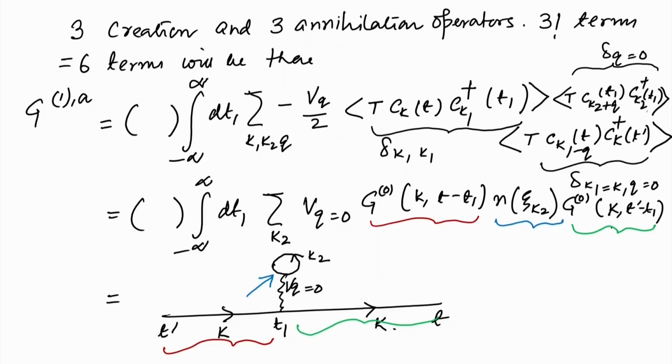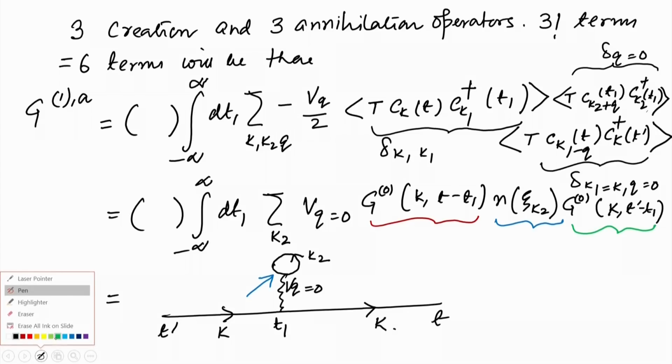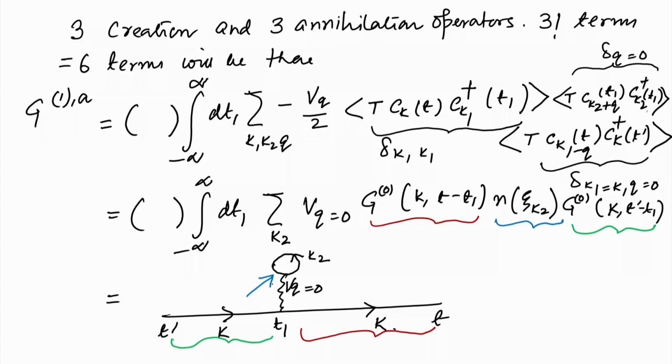So, in fact, there is a t prime to t1. We should do this labeling properly. This corresponds to the last term, then this corresponds to the first term, and then this is a bubble. So, this is the full description of this, and we will have to evaluate it.